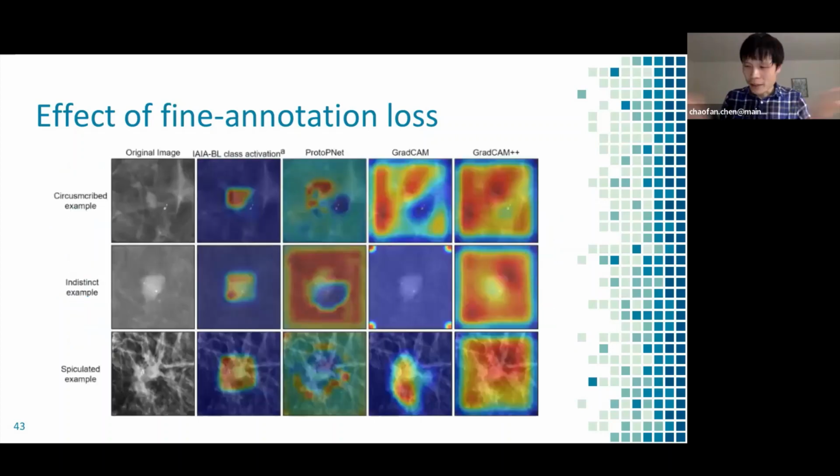The result here is quite stunning because our IAIBL using the fine annotation loss is able to look at the lesion, in particular the margin of the lesion, when classifying the type of the mass margin. Whereas if you look at all other models, they are basically looking at random places and you don't really know where they are looking. So basically this shows that they really have no clue of what they are classifying here, even though they can offer correct predictions, the reasoning is completely garbage.